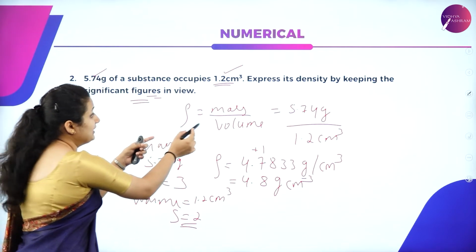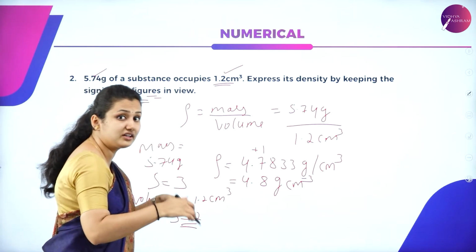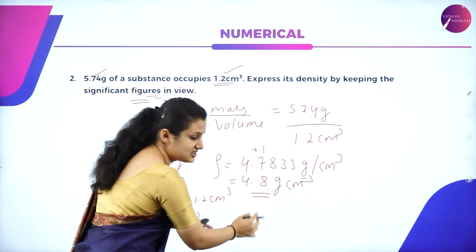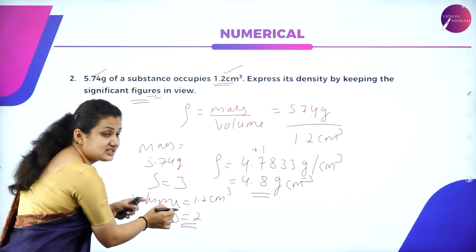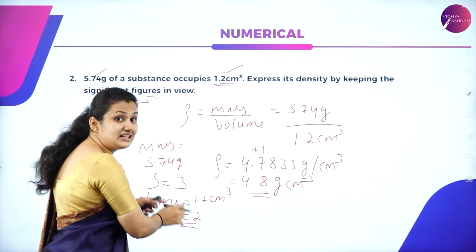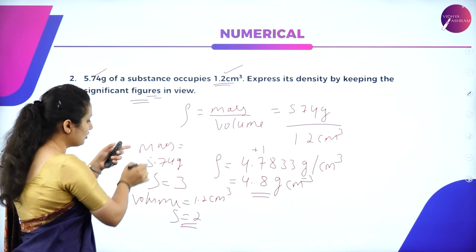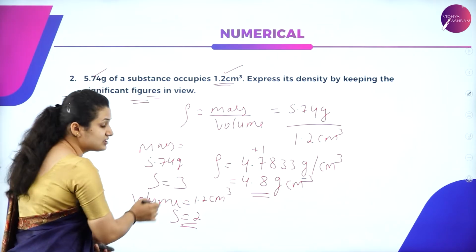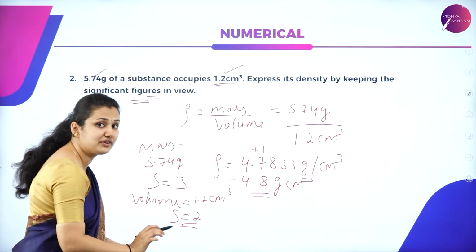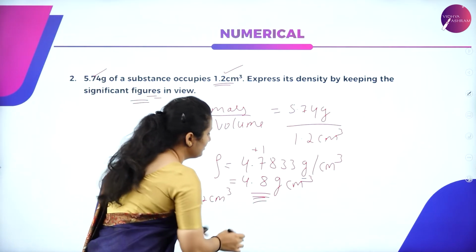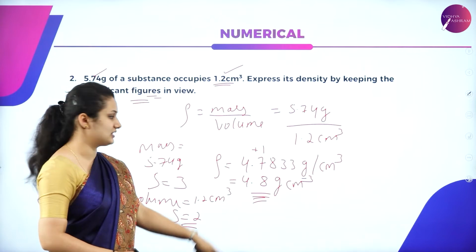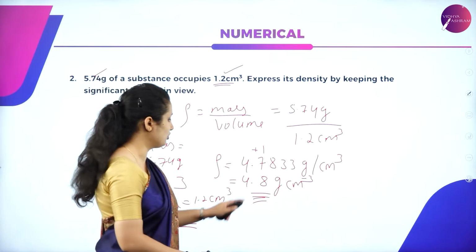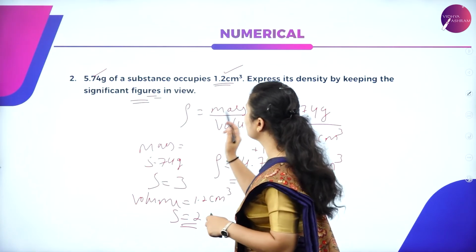So, for multiplication or division, the final value, that the density has, the final result should consist the least number of significant figures that the original values, that the mass and volume, have. So, which has least significant figure here? Mass or volume? Volume has least significant figures. So, your final value has two significant figures, that is 4.8. I have rounded off to least significant figure. 4.8 is your density of the substance.